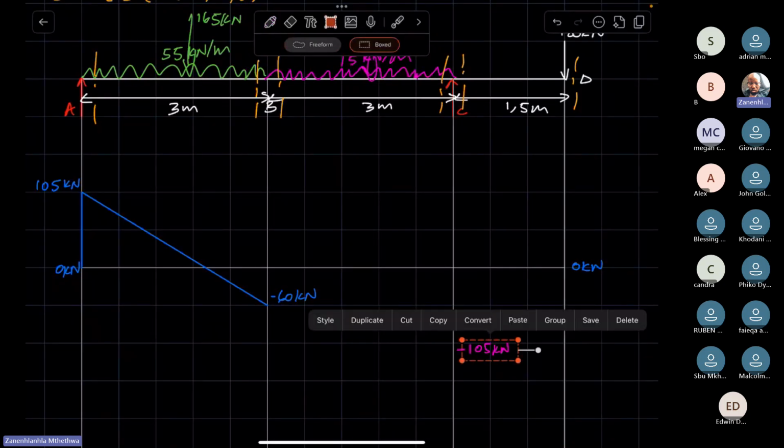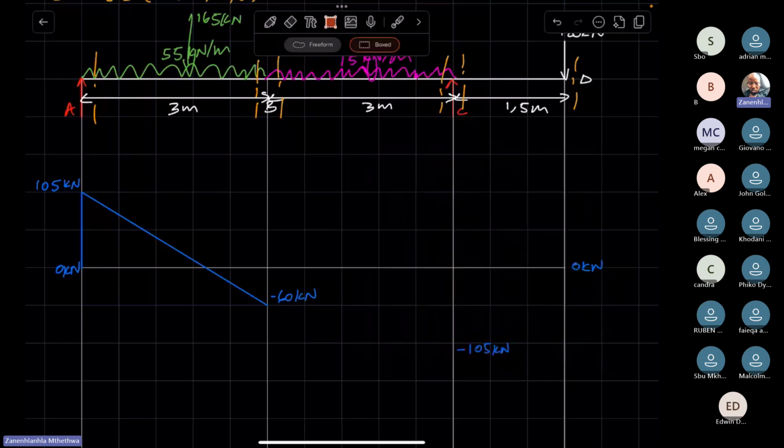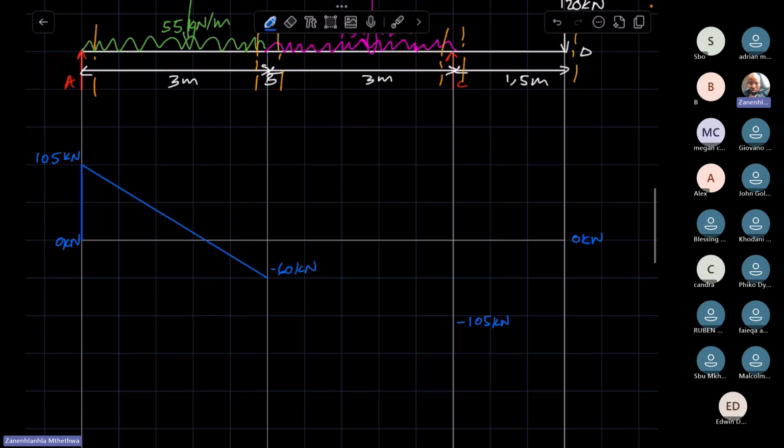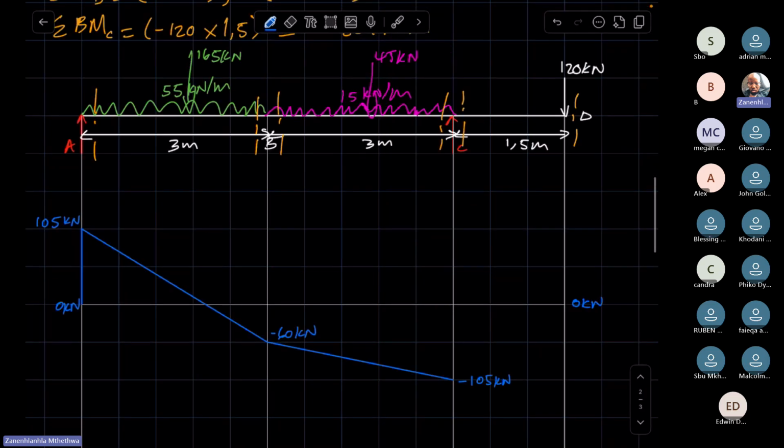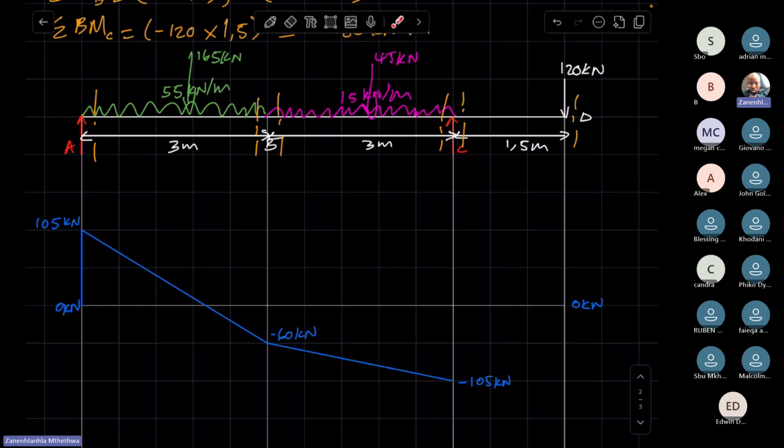Again, because between these two sections, in this span of the beam, we have a UDL, the way you show that is by drawing a diagonal line. So we draw a diagonal line from here to where you have the 105. Right, so you have now considered forces on the left of this section.